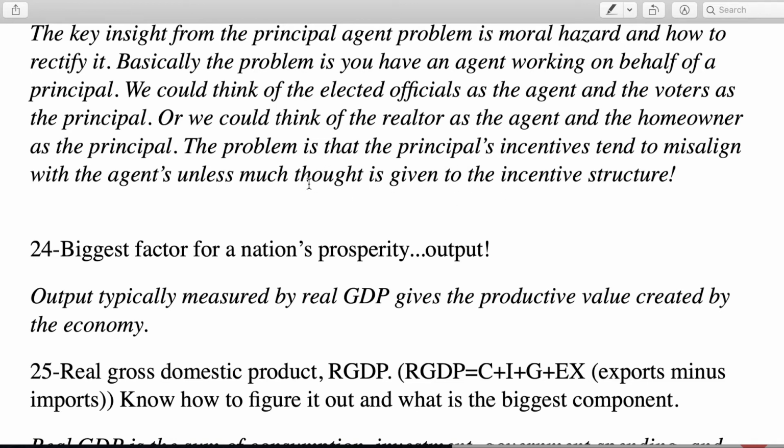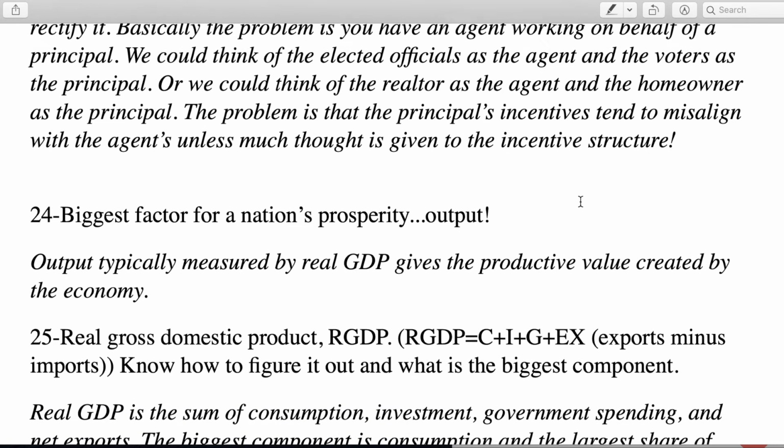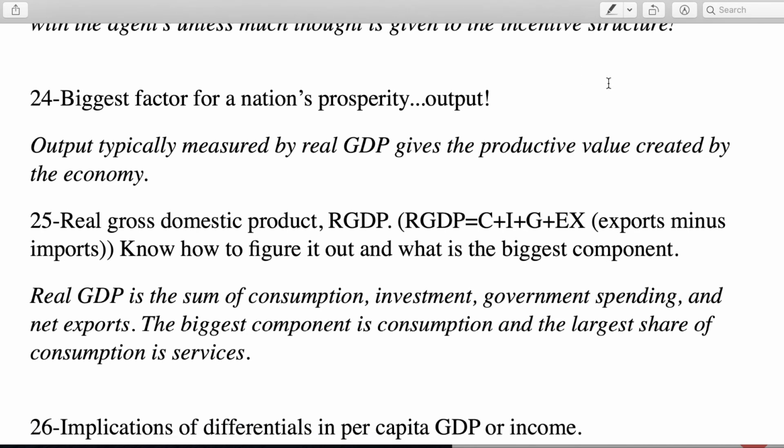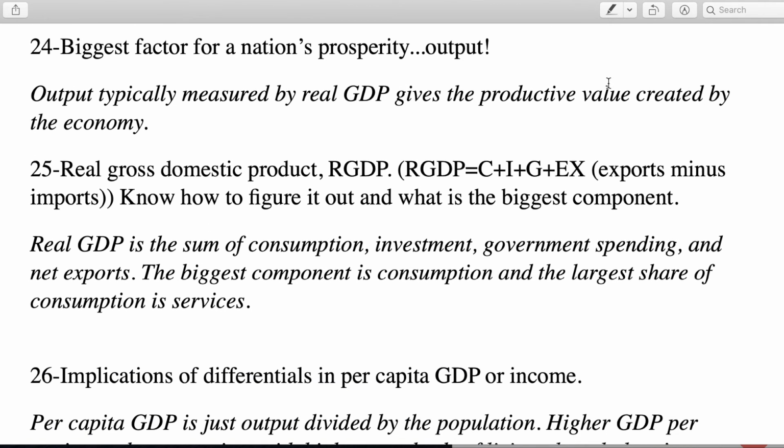There's an interesting paper by Steven Levitt thinking about pricing of realtor services. Right, so like I say here, the problem is the principal's incentives tend to misalign with the agent's unless much thought is given to the incentive structure to try to align the principal and the agent's incentives together.